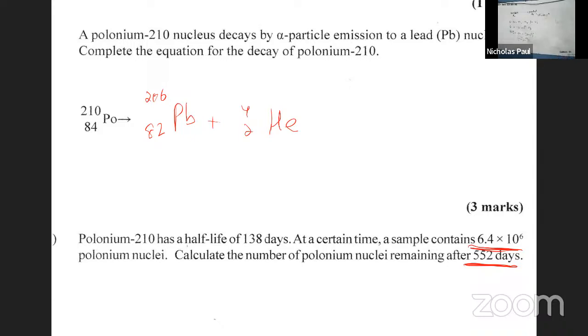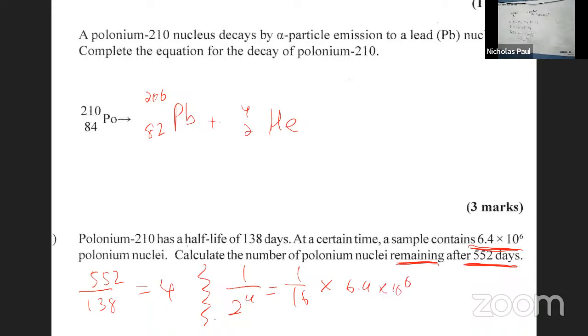All right, so let's see what happened. 552 divided by 138 is how much? 4 half-lives. So after 4 half-lives, that'll be 1 on 2 to the 4, which is 1/16. So the amount remaining will be 1/16. But they asked for the number, right? So that's 1/16 of 6.4 by 10 to the 6. How much is that? 0.4 by 10 to the 6. Nice.